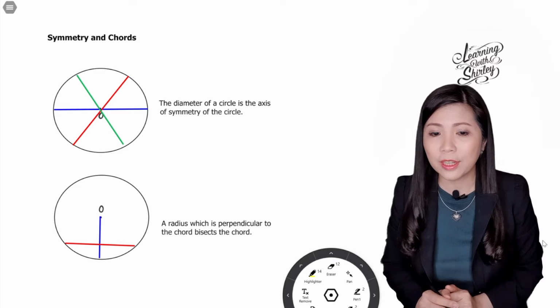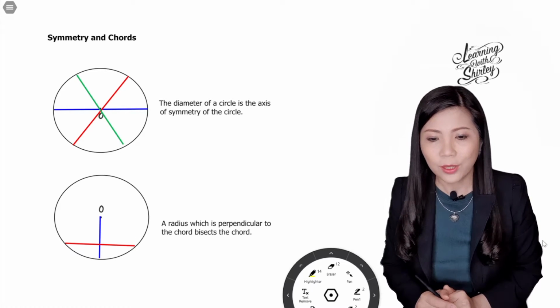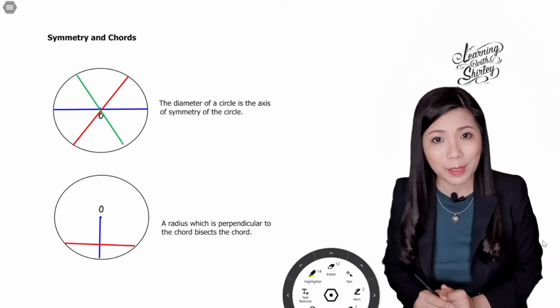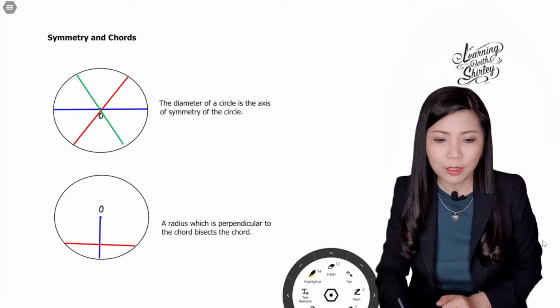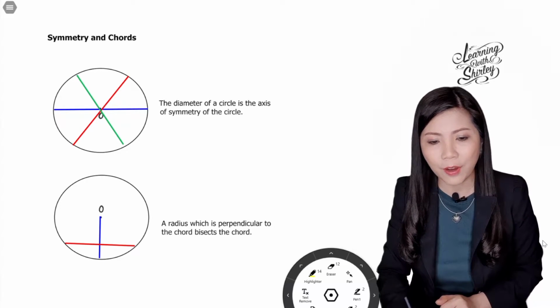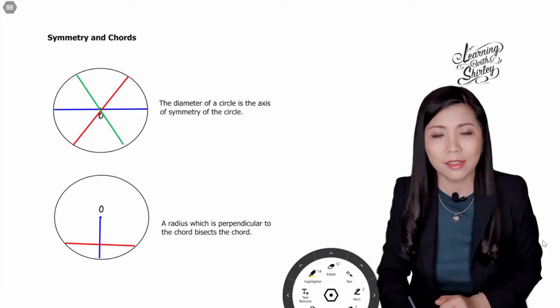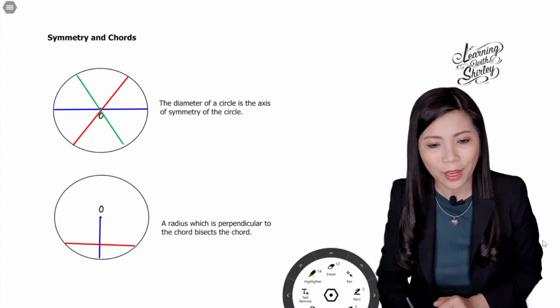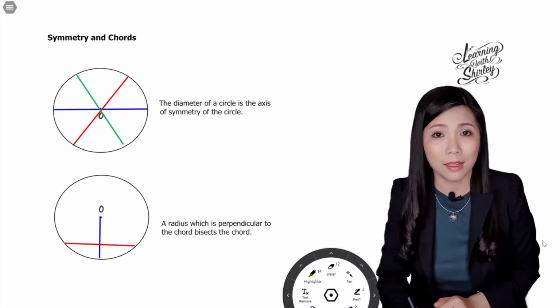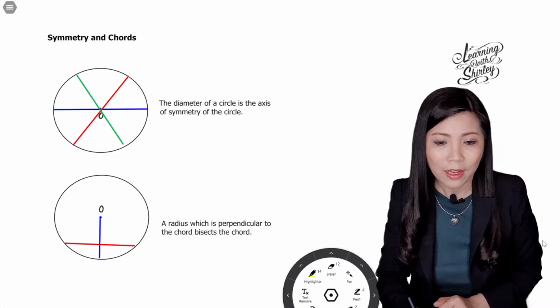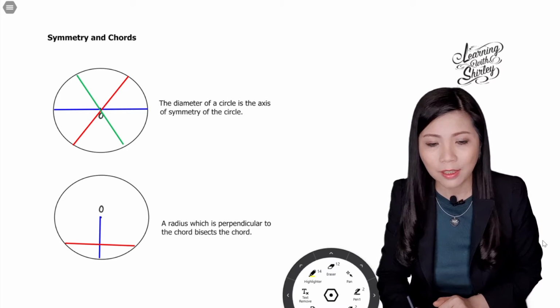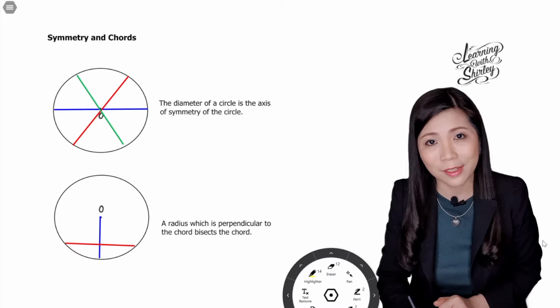The next part we're going to learn is about symmetry and chords. The diameter of a circle is the axis of symmetry of the circle. For example, the red color line is a diameter, so it divides the circle into 2 equal parts. Therefore the red line is a symmetry of the circle. The blue line is also a symmetry of the circle, and the green line too.